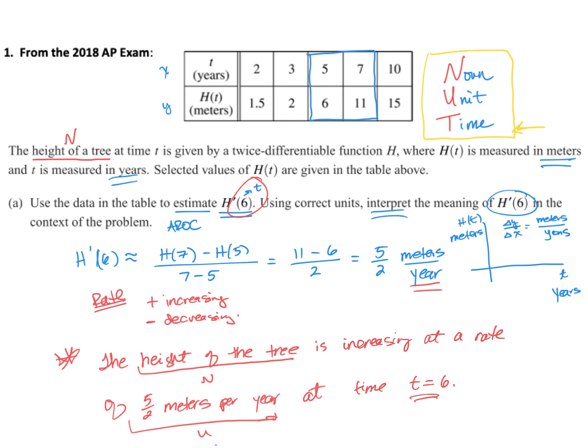But this is really important because remember, this is an instantaneous rate of change. So this rate that we have right here is the rate that we've approximated at time 6. However, if time was different, the rate would be different. So that's why this is so important, the last thing, which is the t. So the N, the U, the t.